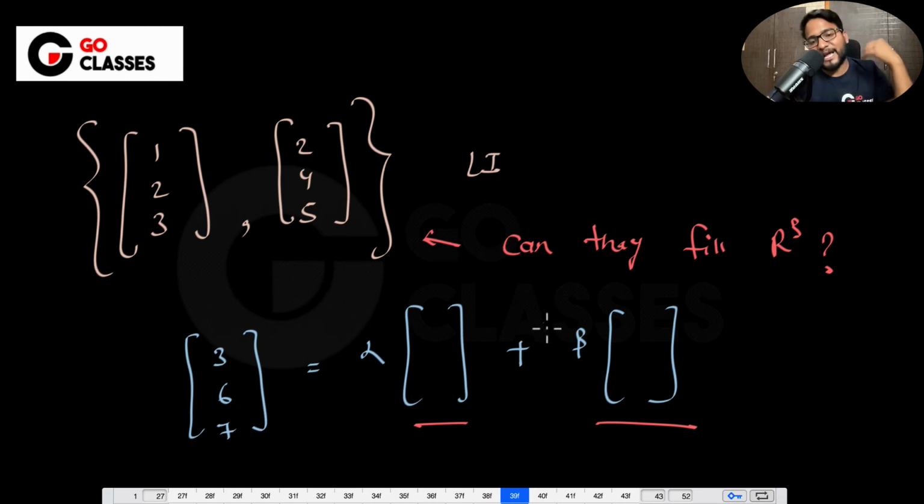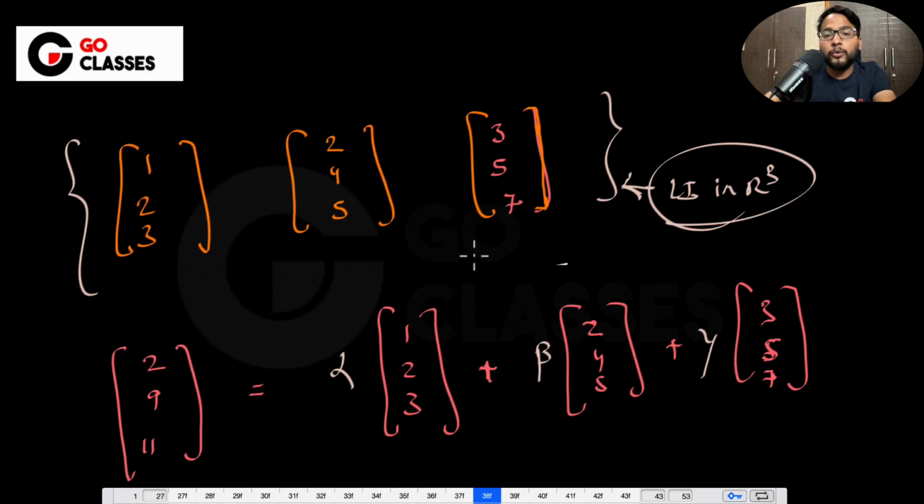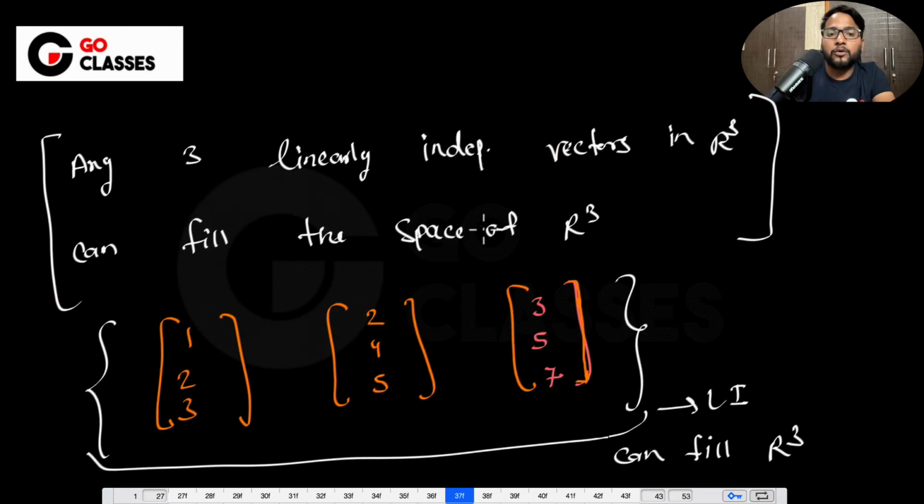Actually, as per this video, I cannot tell you the proof of why you need three vectors only, I mean, why two vectors are not enough. I cannot tell you the proof for now. Just take it as a statement that if you're talking about R2, then you need two linearly independent vectors to fill the space. If you're talking about R3, then we need three linearly independent vectors to fill the space. And those three linearly independent vectors could be anything, could be these three, or could be these three.